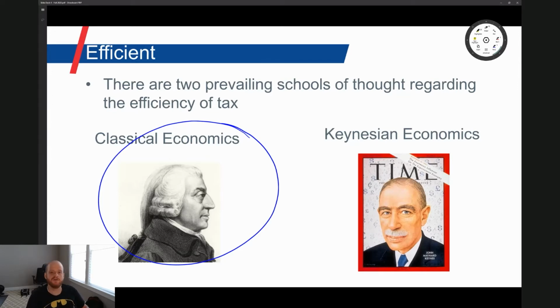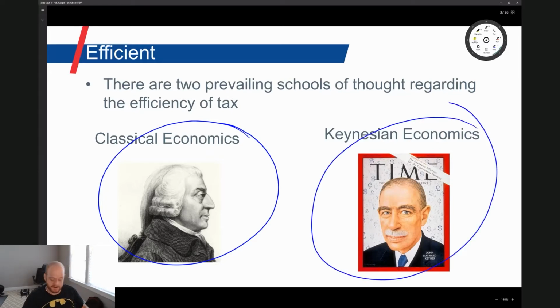He's also the founder of classical economic thought. On the right, we have another very dashingly handsome gentleman with beautiful bushy eyebrows and a gorgeous mustache. That is John Keynes, right? And he's the founder of more modern economics, Keynesian economics. And as I said, our thoughts surrounding the efficiency of a tax are going to be really influenced by which school of economic thought we subscribe to.